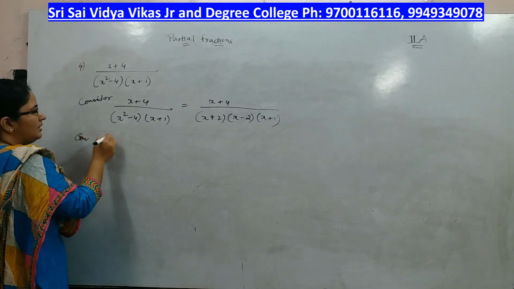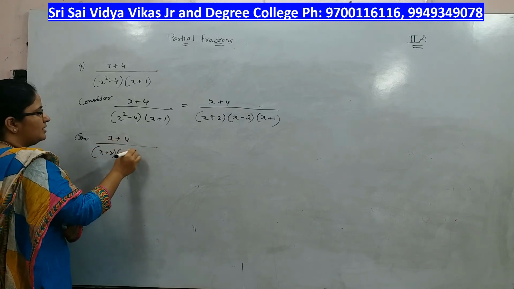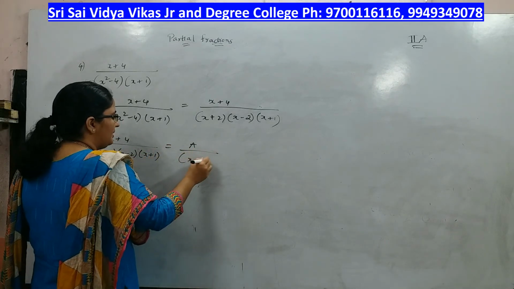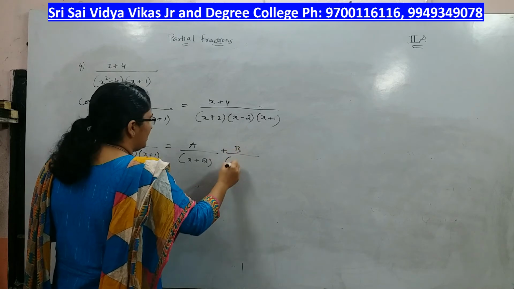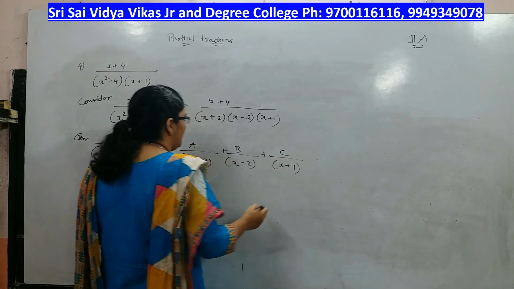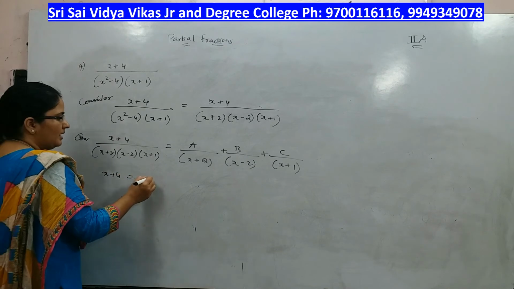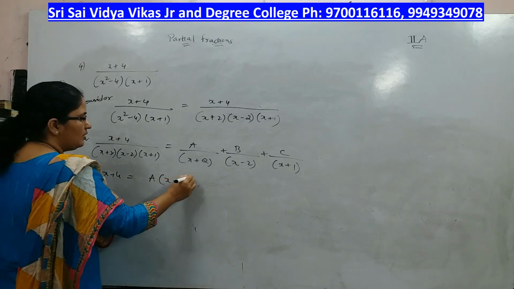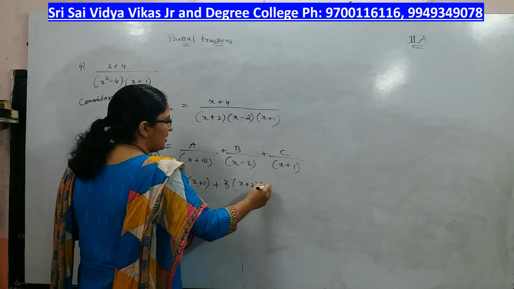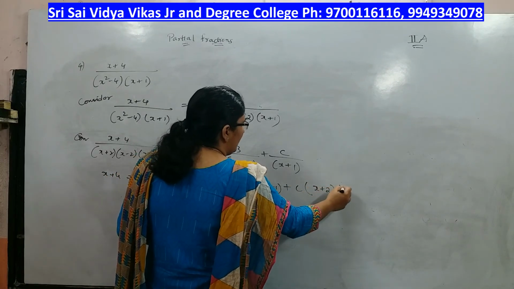Consider x plus 4 by x plus 2, x minus 2, x plus 1 as a by x plus 2 plus b by x minus 2 plus c by x plus 1. This is what you have. So x plus 4 is equal to a into x minus 2 into x plus 1 plus b into x plus 2 into x plus 1 plus c into x plus 2 into x minus 2.